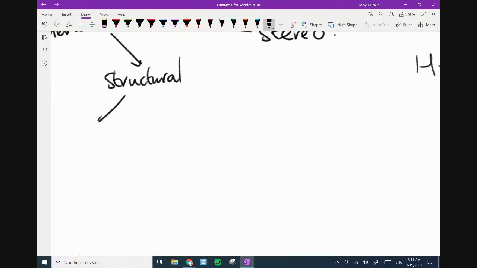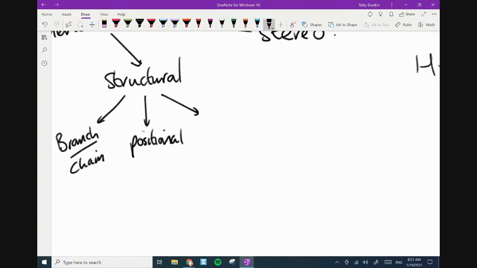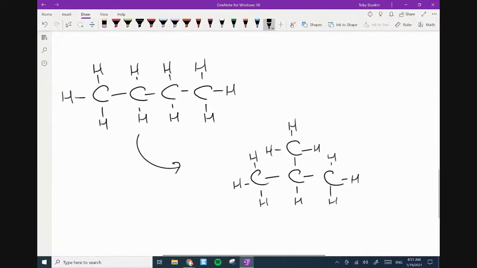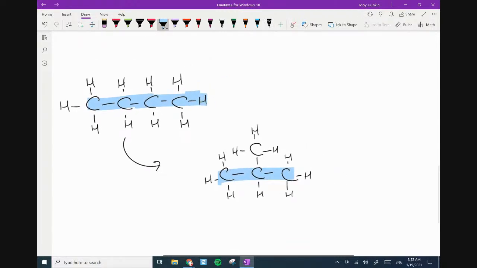Structural is split into three types. We've got branch or chain, they're the same thing, chain isomerism. We've got positional and functional. Now, just to explain that to Leon, this one here is branch or chain because I've changed the chain length. The chain length has gone from 4 to 3.